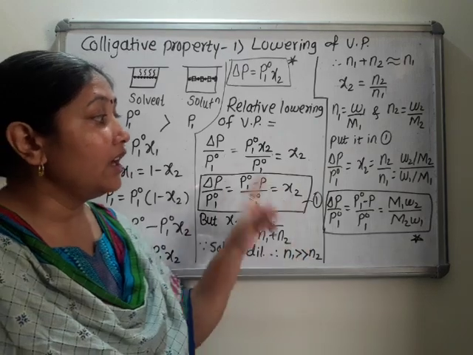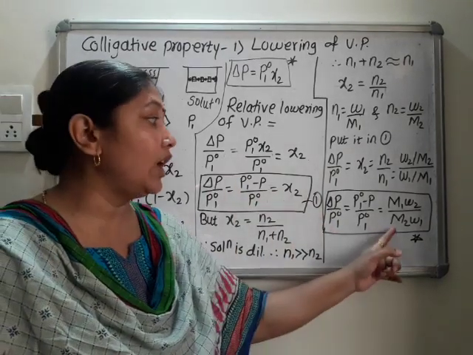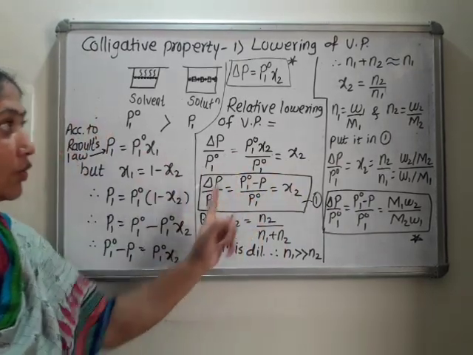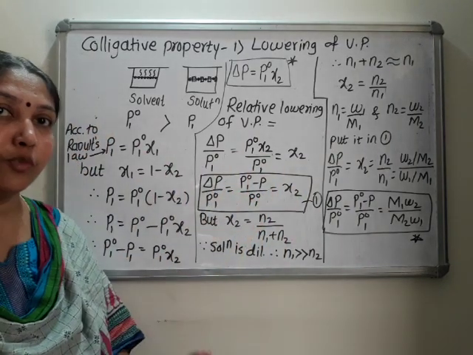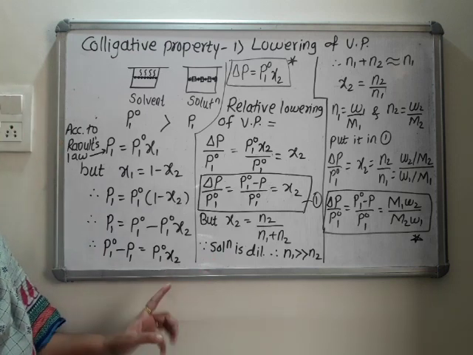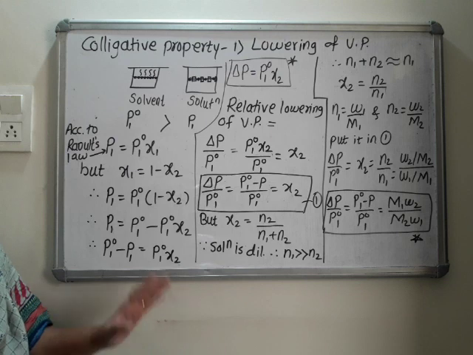They ask: derive formula to find molar mass of solute by using lowering of vapor pressure. So this derivation is expected for that question. So write this in your notebook. Take a screenshot, write this in your notebook. Very, very important.